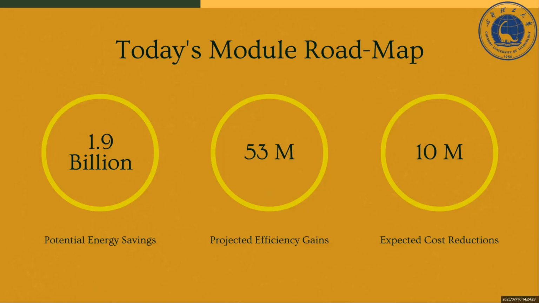So in today's model roadmap, we want to look at the potential energy savings, which is accounted to be 1.9 billion. And when it comes to projected efficiency gain, we have about 53 million. And expected cost reduction has 10 million.